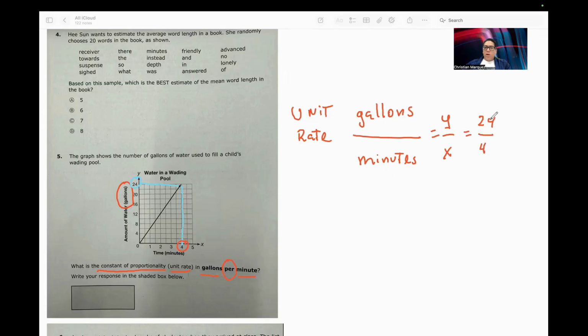So it's 24 gallons in 4 minutes. Now divide, therefore, 24 divided by 4, that's going to give you 6 gallons per minute. So that's going to be your answer, okay? 6 gallons per minute. This is a very simple question, by the way.